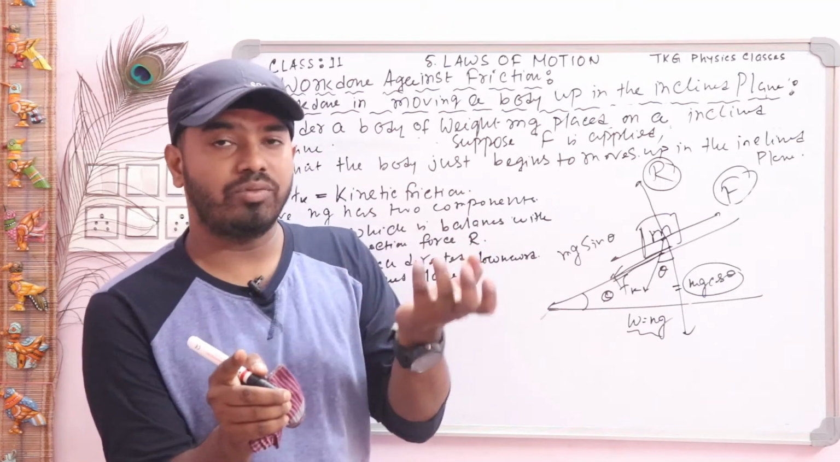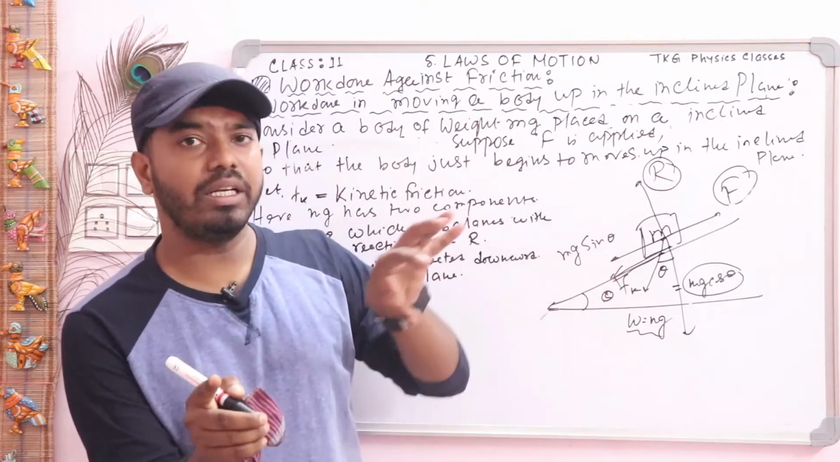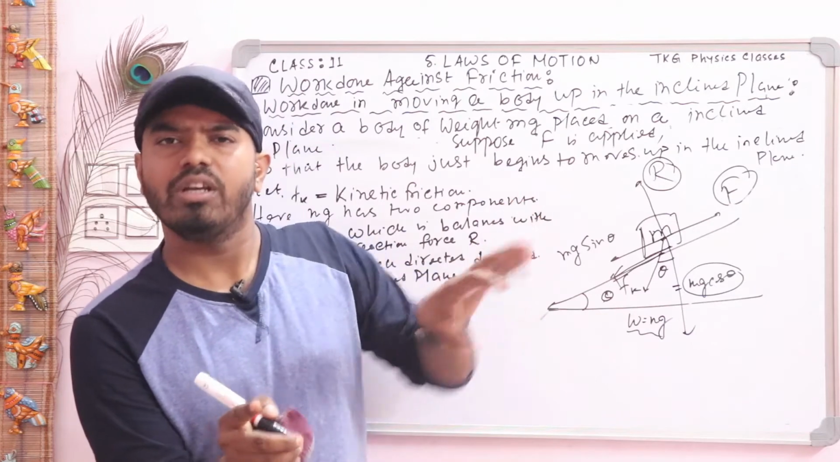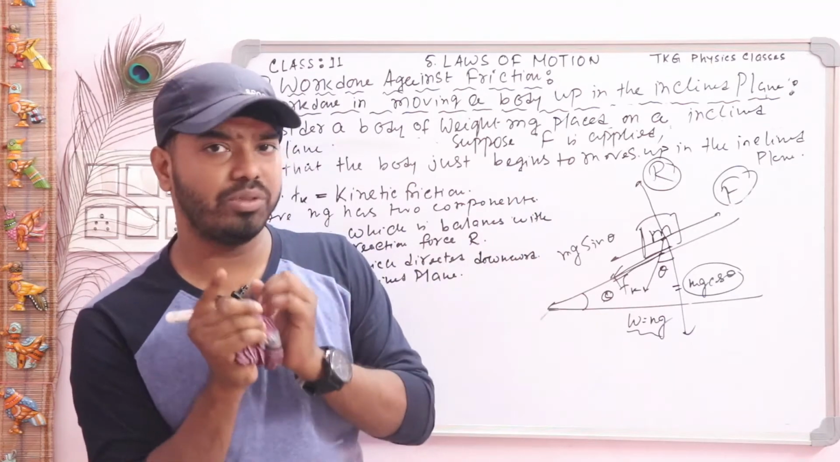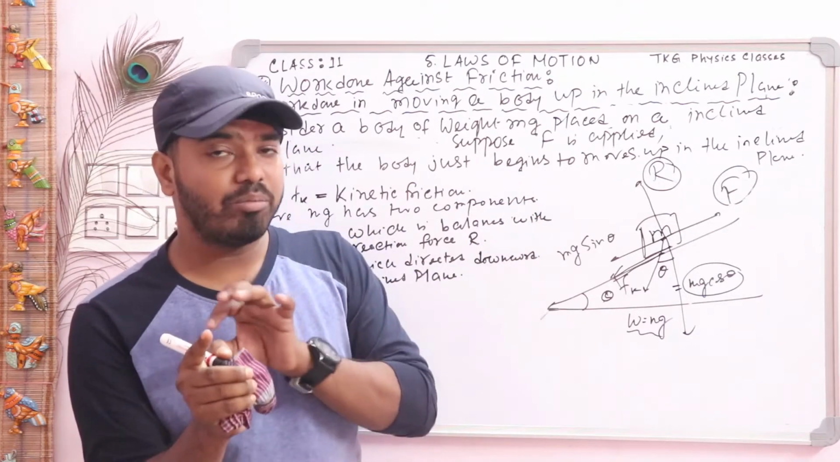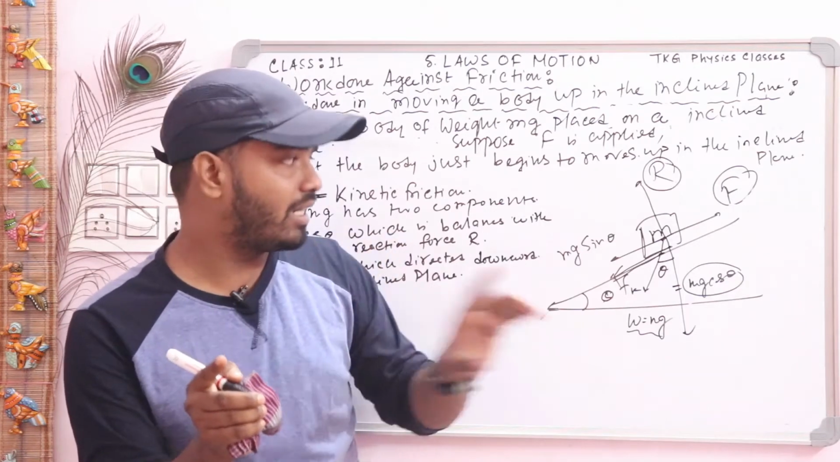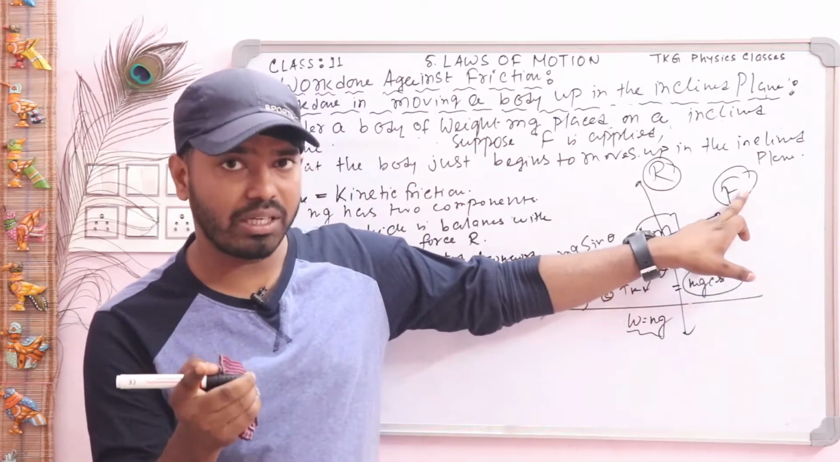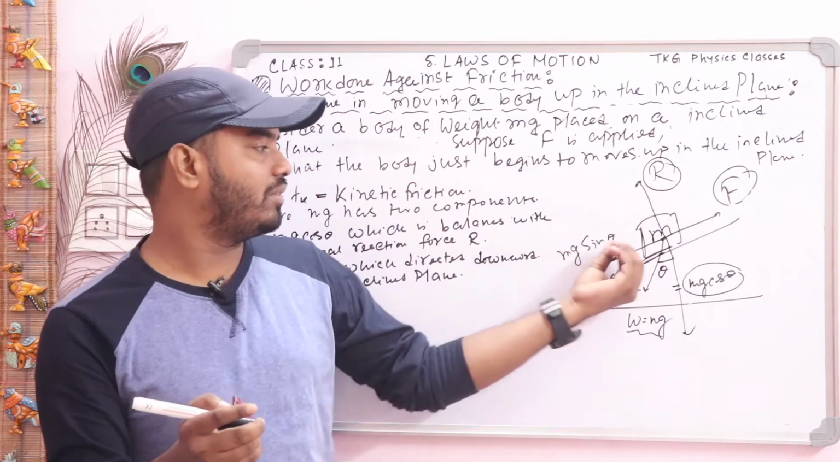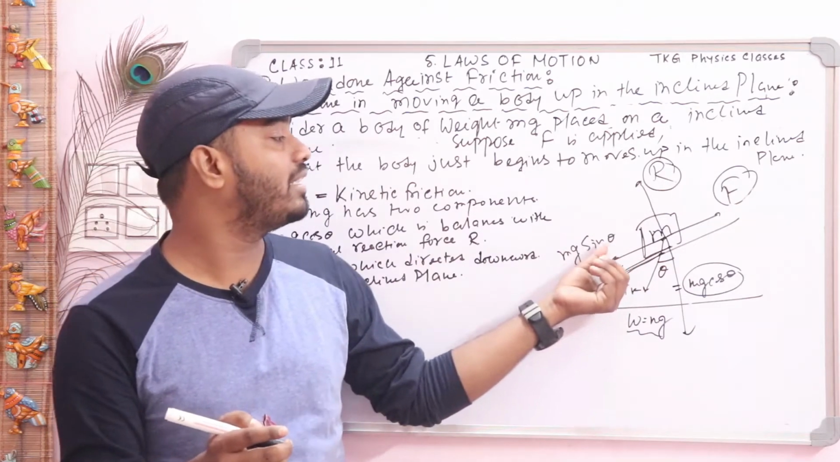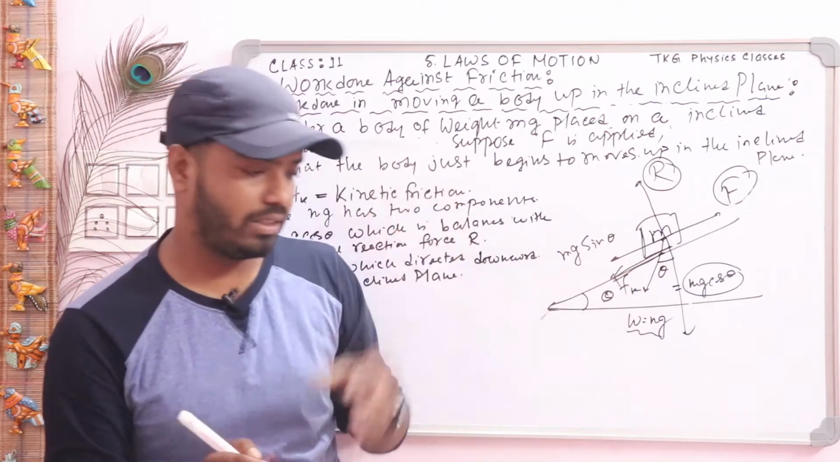Now when the force in the upward direction is 11 Newton and the body moves upward, the minimum force required for moving the body upward, that is capital F, is equal to the addition of downward forces, that is mg sin theta plus Fk. Write it.